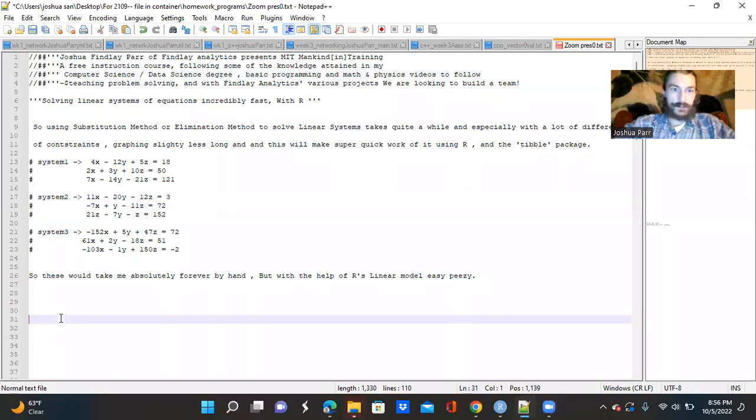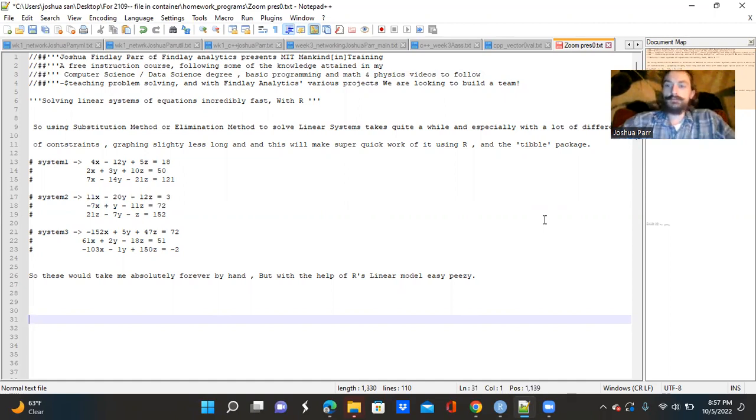I have a quick demonstration for you involving systems of linear equations. Let me just share my screen real quick. So normally, solving systems of linear equations takes forever. It really does. And if you have a ton of different constraints, it just gets super duper tedious. Graphing makes it a little bit faster, but usually by hand you're doing it with the substitution method or the elimination method. So this was a trick that I've learned.